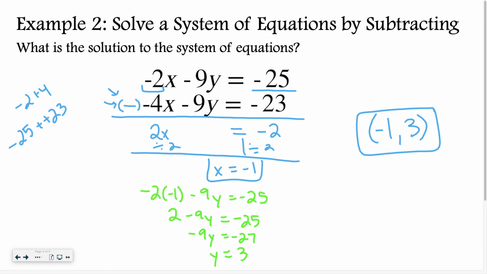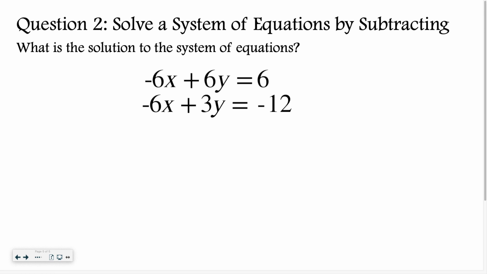Okay, so once you figure out if you have to add versus subtract, the process is the same. Okay, it's the exact same between addition and subtraction. Now, here's the last thing for today's lesson. I want you to try this one on your own. Good luck.